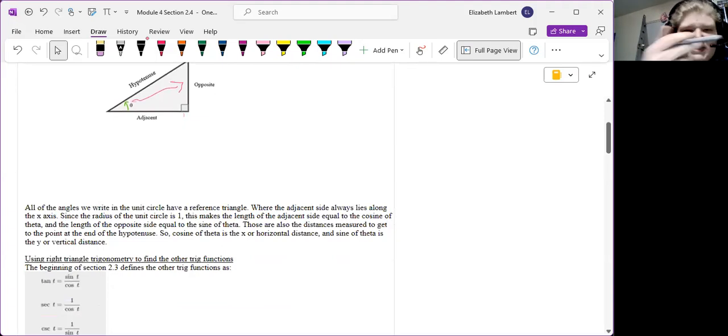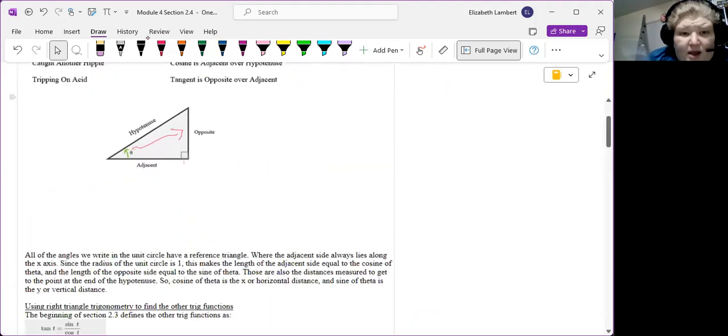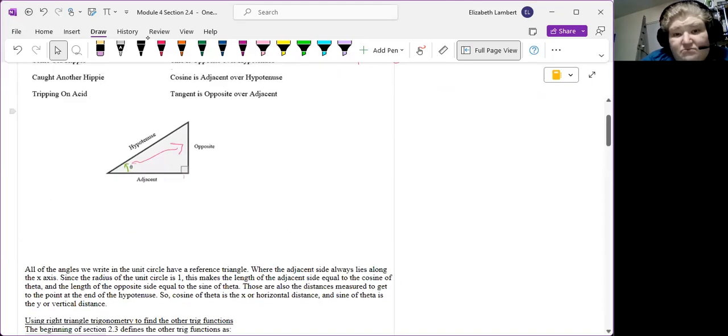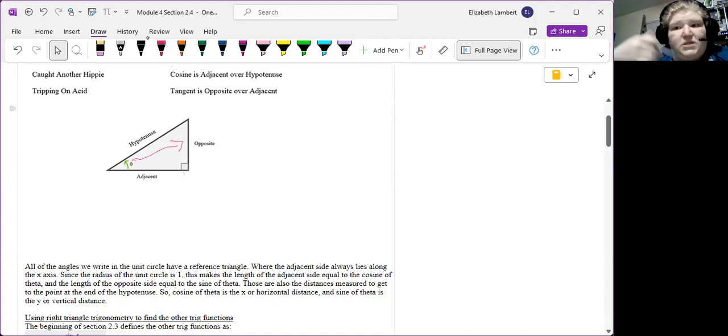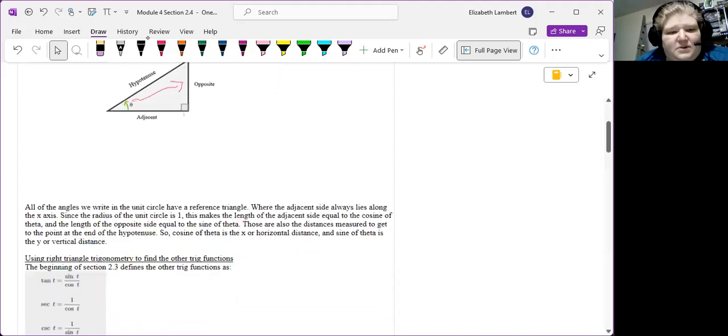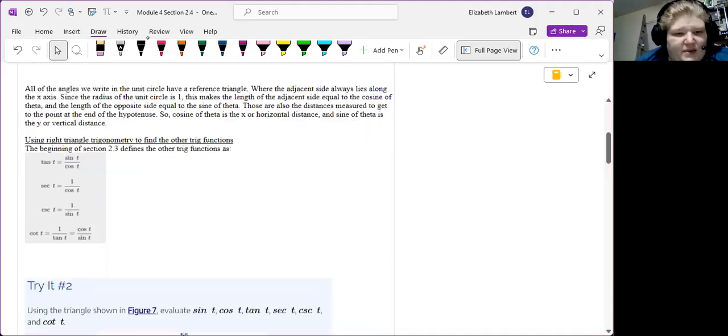So in the unit circle, since the hypotenuse is 1, our sine, opposite over hypotenuse, is just the opposite because the hypotenuse is 1. And the cosine, adjacent over hypotenuse, is just adjacent because the hypotenuse is 1. So this is why in the unit circle, sine is y and cosine is x, only when the hypotenuse is 1. For any other triangle, it is the ratio of sides. All right.